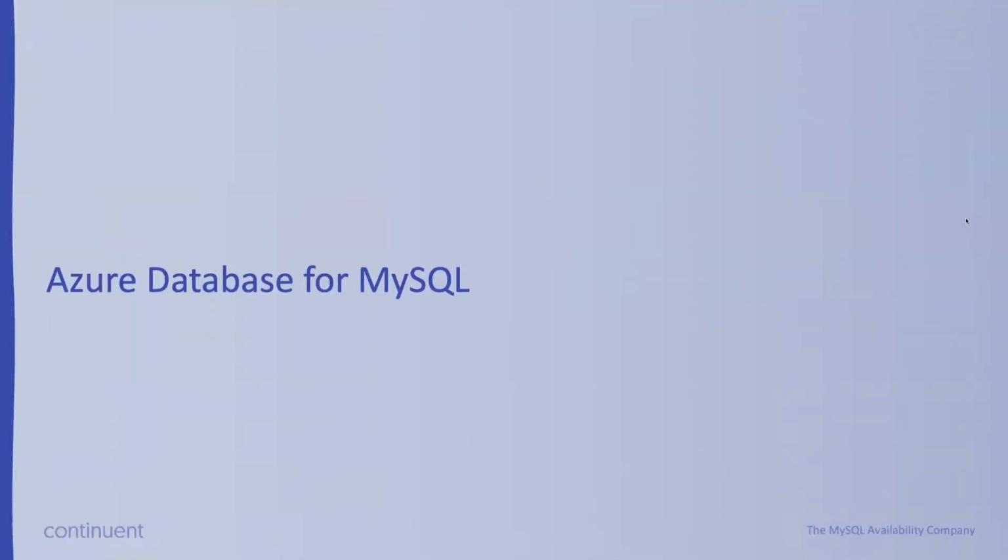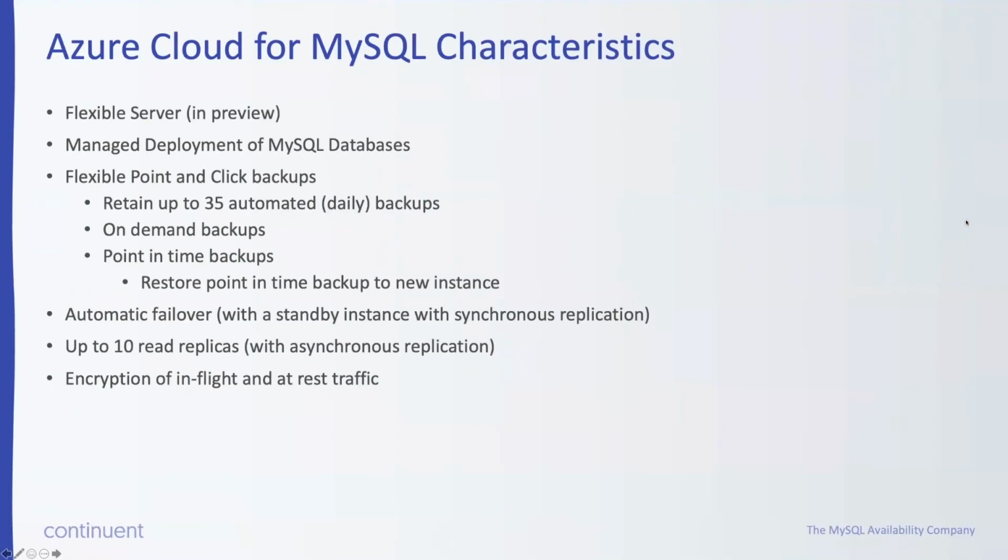So let's get into Azure Database for MySQL. Some of the characteristics, and this is kind of an interesting one because there are actually like two versions. It's what they call the flexible server, which is in preview, and then single server, that's not in preview. Single server is exactly what it sounds like. It's a single MySQL instance. It can have read replicas, but there's no replica for failing over.